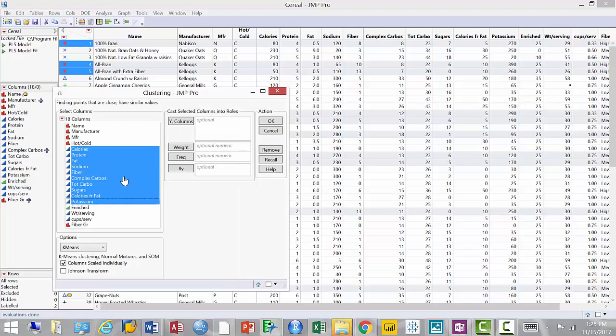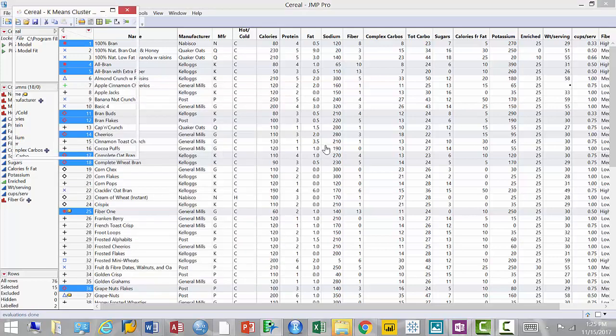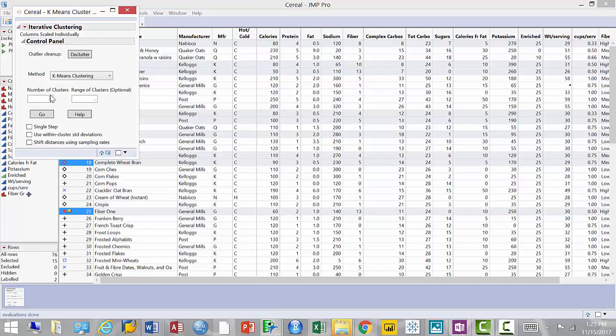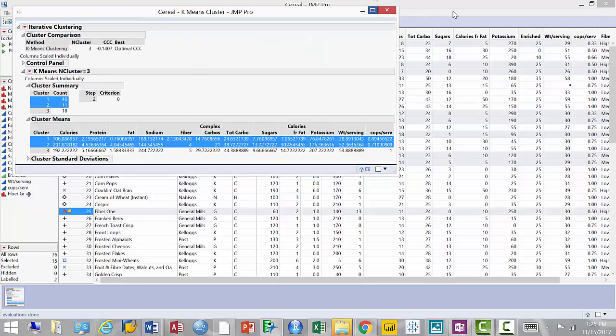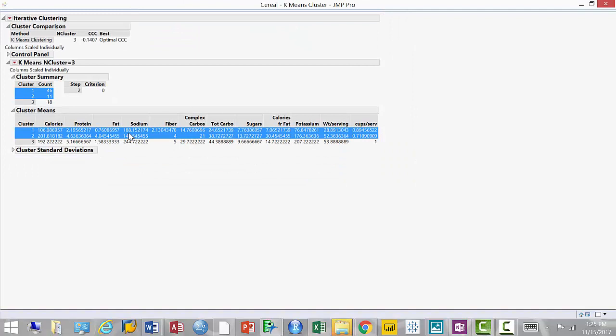Select all things numerical, all the dimensions that I'm using, so basically my blue triangles, and then add them to the columns. Click OK, and there it is. Let's see if I can cluster things differently using 3 clusters. So I click Go, and there it is.